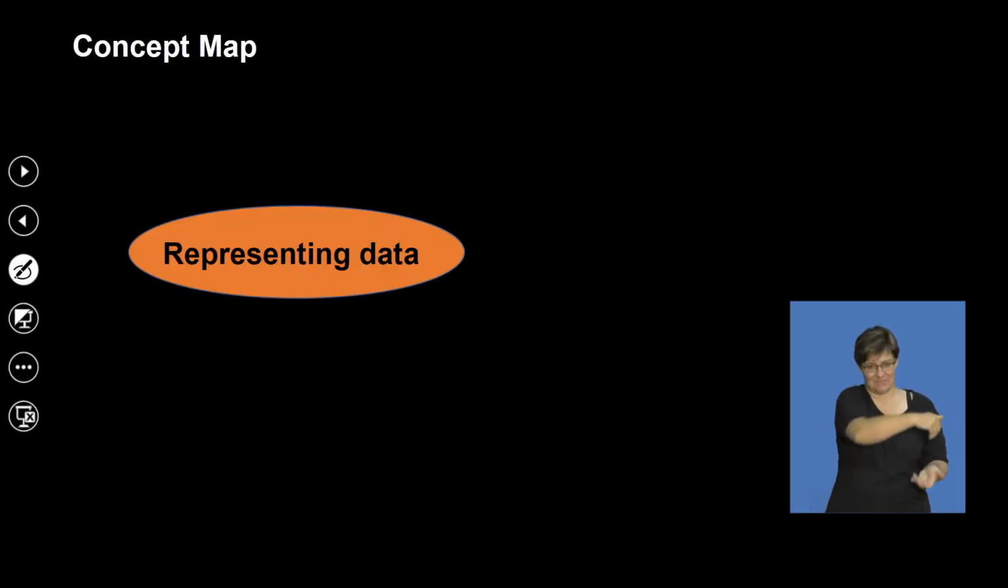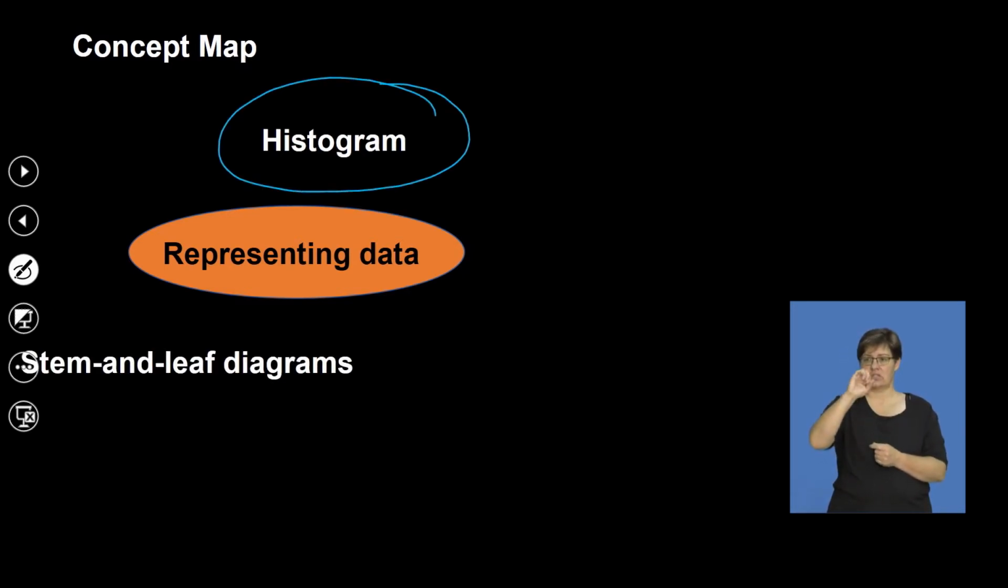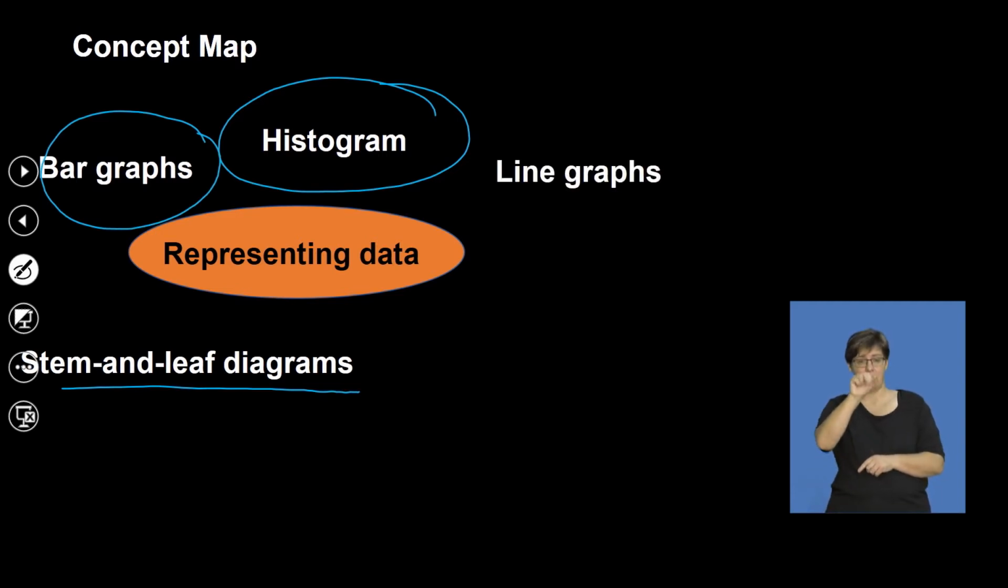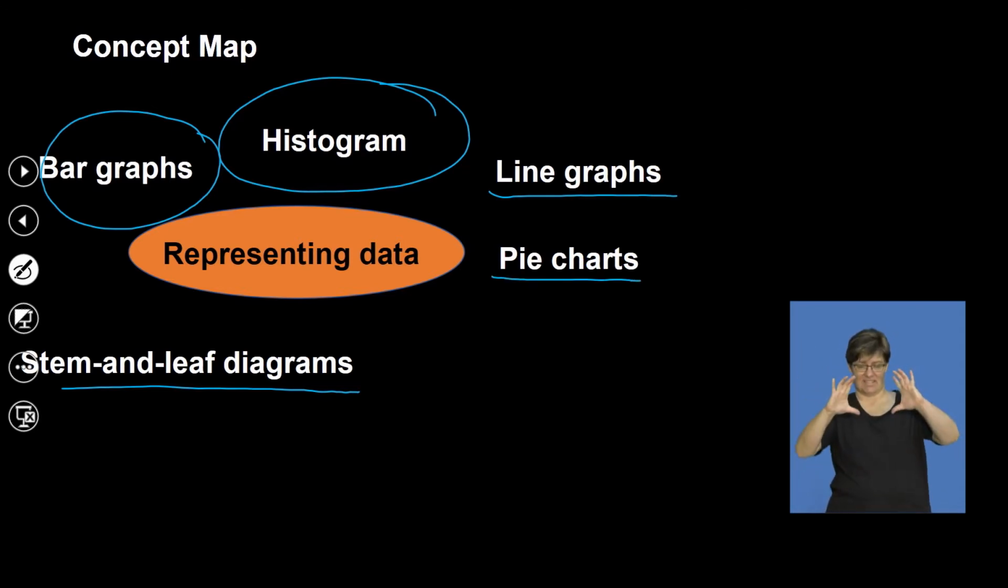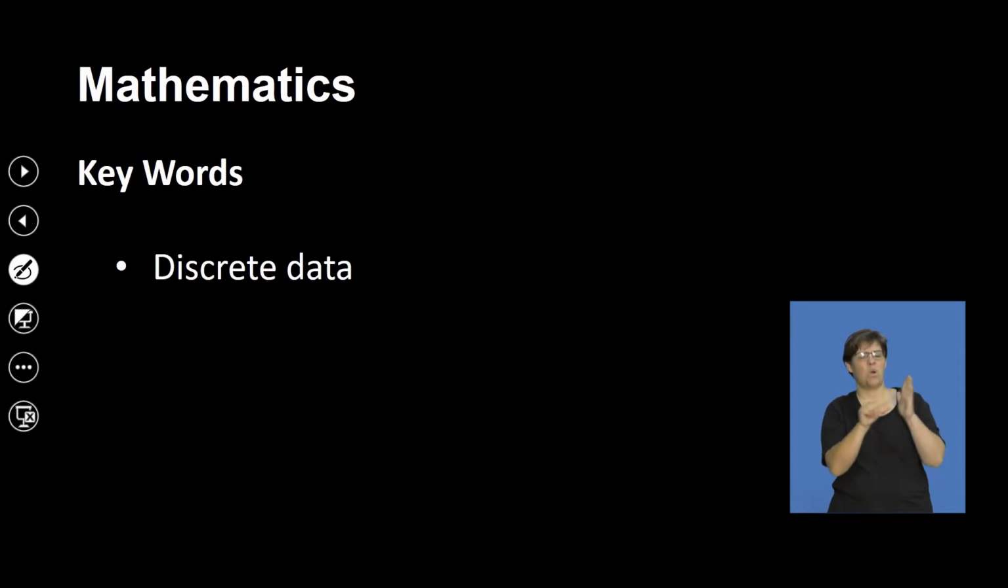So, under representing of data, we'll talk about the histogram. We'll look at the stem and leaf diagram. We'll also look at the bar graph and a line graph. After the line graph, a pie chart. Okay, then a frequency table. Okay, then let's look at some of the keywords.